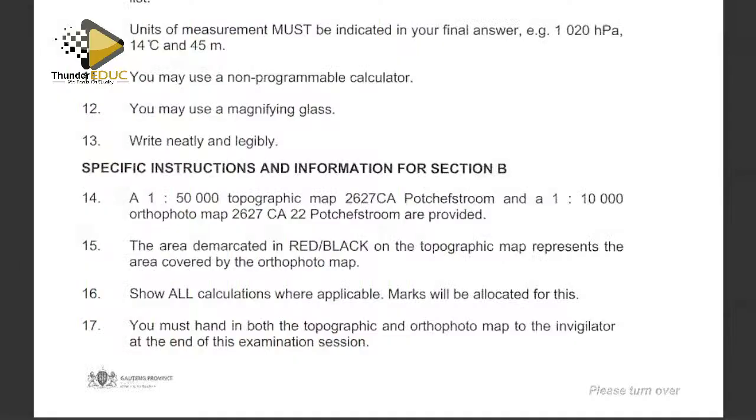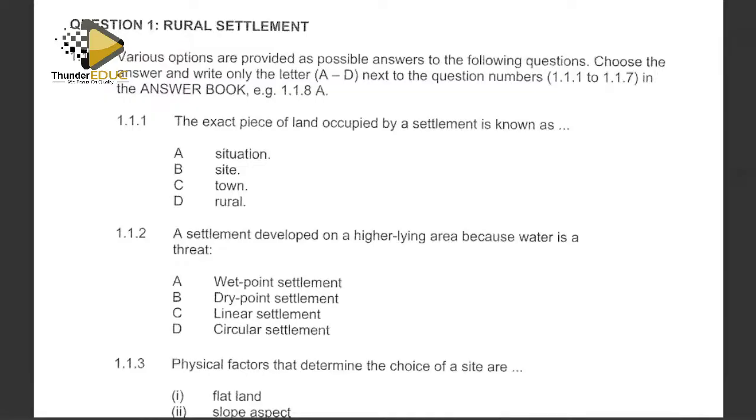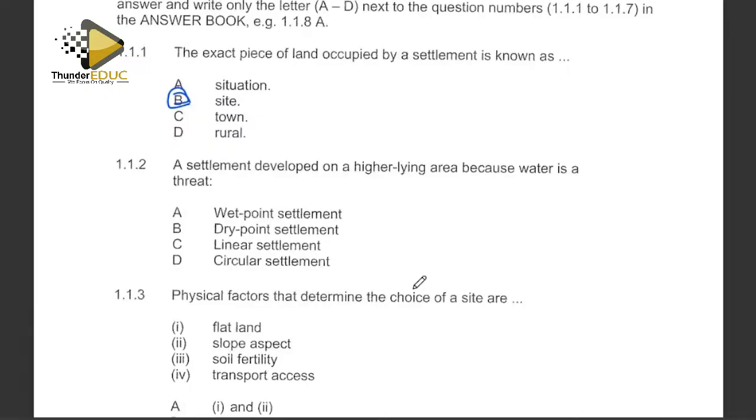All right, so moving on with our questions, we are going to question number 1.1.1. The question is saying, a piece of land occupied by settlement is known as. We are looking at a piece of land over which a settlement is located. That is the site of a settlement. When we are looking at the exact land over which a settlement is established, that is a settlement site. A situation is the location of a settlement in relation to the surrounding environment. So our response is B for the first question.